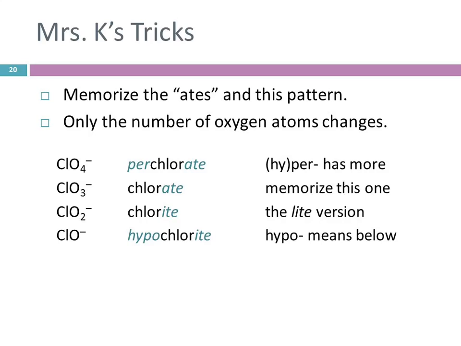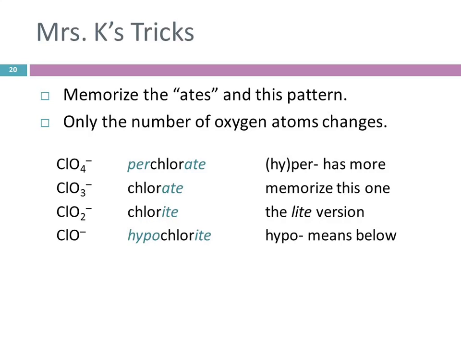And then we've got hypochlorite. Hypo is a prefix that means below. I know some people are creeped out by it, but where does a hypodermic needle go? Below your skin. Your skin is your dermis. Hypodermic means below the skin. So hypo is a prefix that means less than or below. So hypochlorite is 1 less oxygen than chlorite.